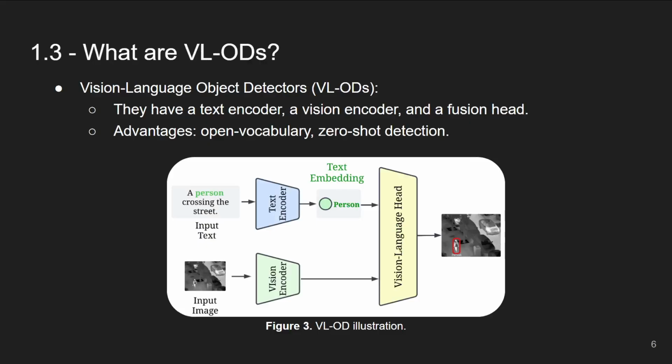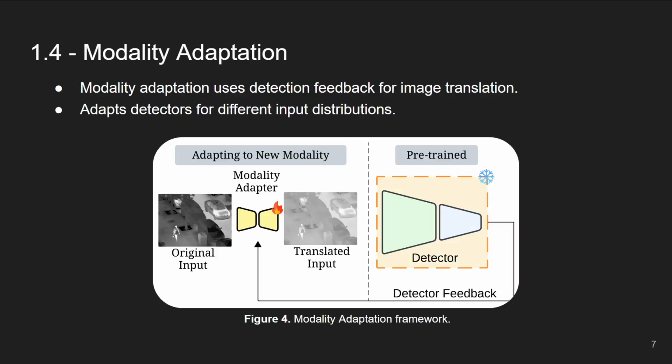What are visual language object detectors? These models are composed of a text encoder, a vision encoder, and a fusion head, and they are used for open vocabulary, zero-shot object detection. In modality adaptation, we have different ways to adapt a detector, where we use the detector feedback and adapt this detector to a different visual distribution. For example, adapting a zero-shot RGB detector to work on an infrared image or a depth image.